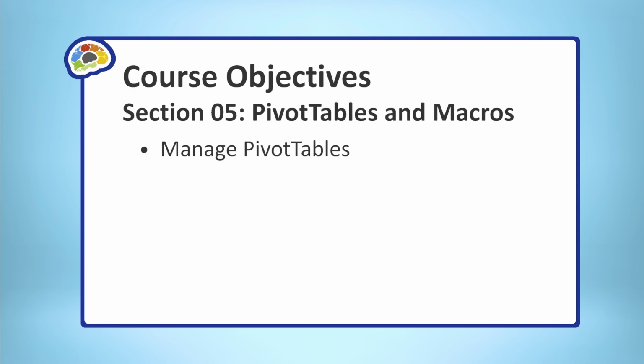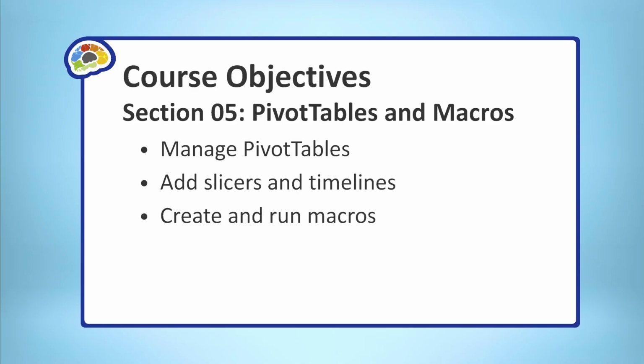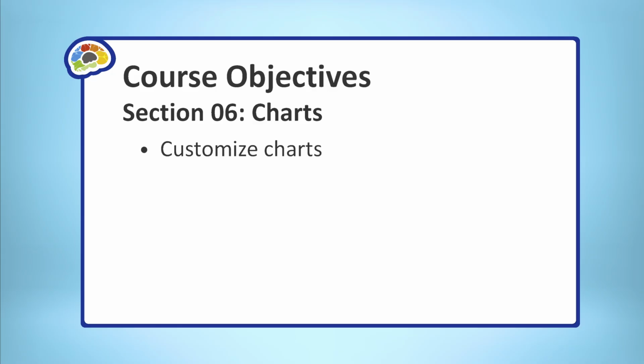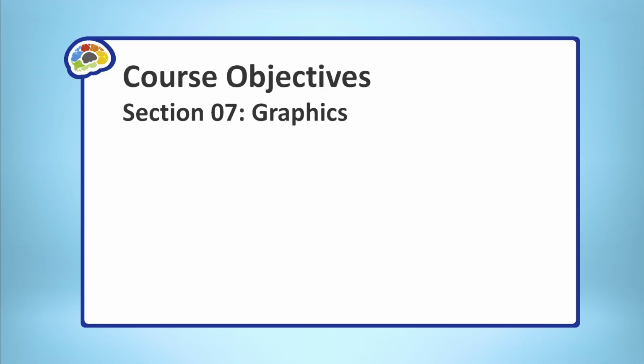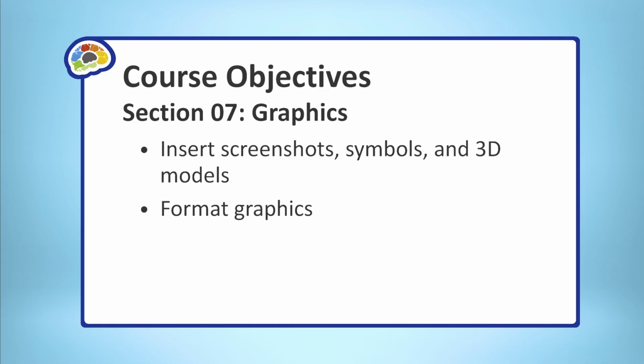Then we'll look at how to manage pivot tables, add slicers and timelines to them, and run a macro. Next, we'll customize charts, create combo charts, and add trend lines. We'll also set up a chart template. Then we'll insert special graphics, format them, and look at ways to manipulate those graphics.